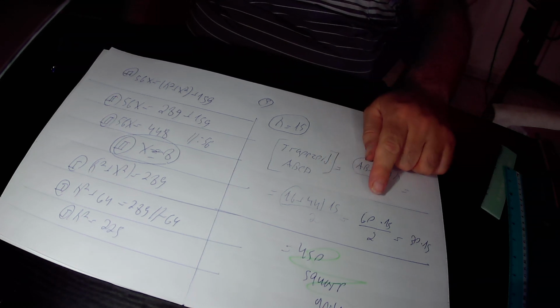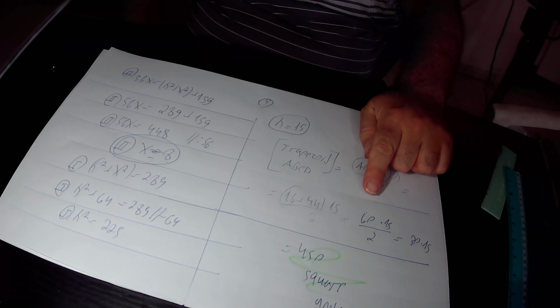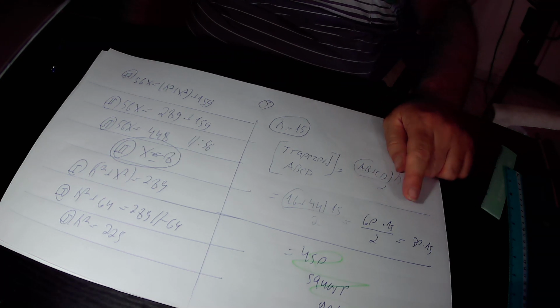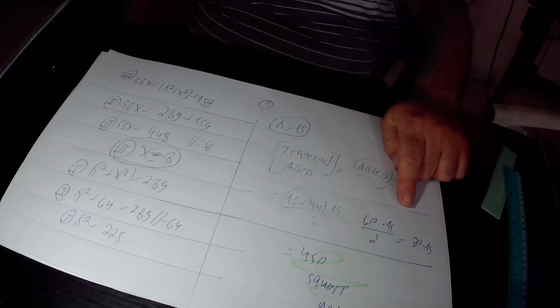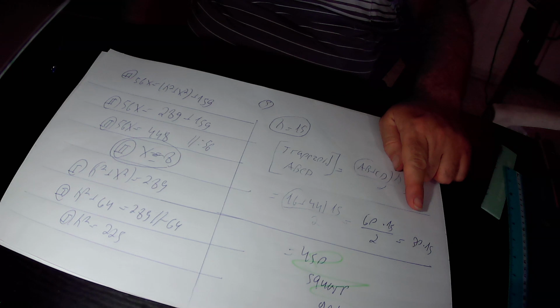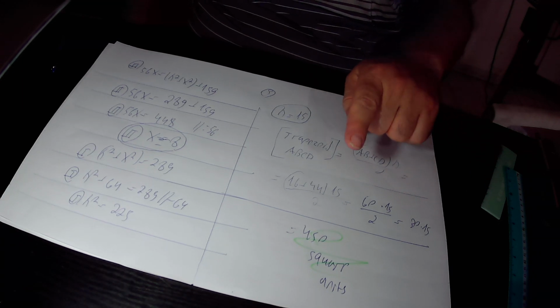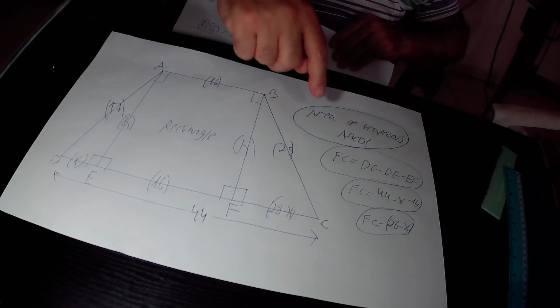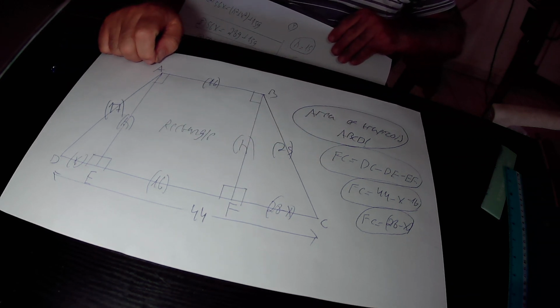16 plus 44 is 60, so it is 60 times 15 divided by 2. 60 over 2 is 30, so in total this expression is equal to 30 times 15. 30 times 15 is 450. So in total, we found out the area of this trapezoid ABCD is equal to 450 square units.